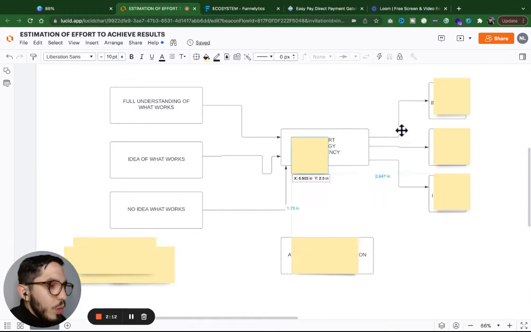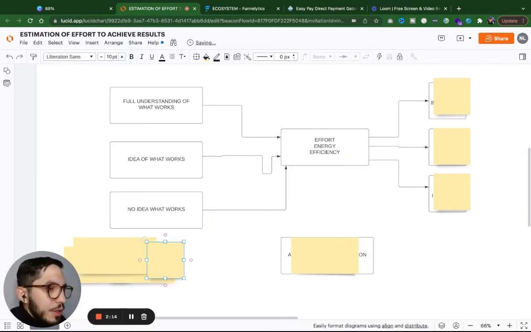So when we look at this, we have effort, energy, and efficiency. Depending on your skill level, the amount of effort and energy to get something done is going to be less, right? But if your skill level is very low, it's going to take you a lot more effort and energy to get something done. So initially, when people are getting started with something, they underestimate the amount of effort and energy it's going to take them because of their skill level.